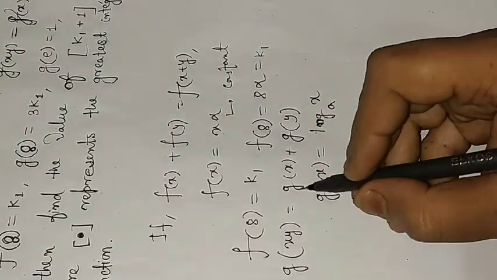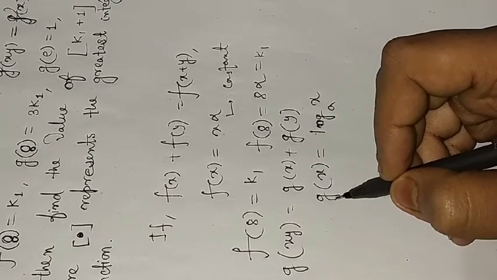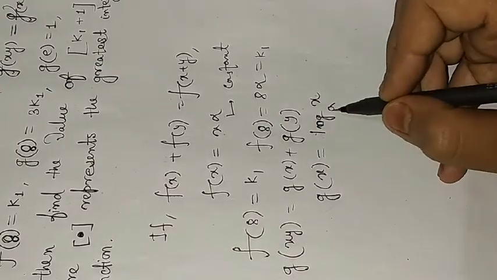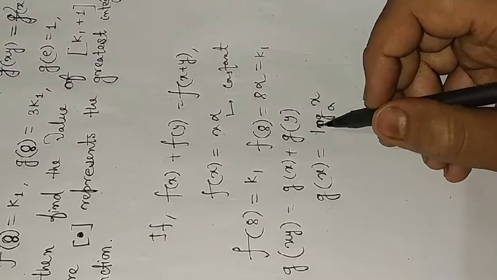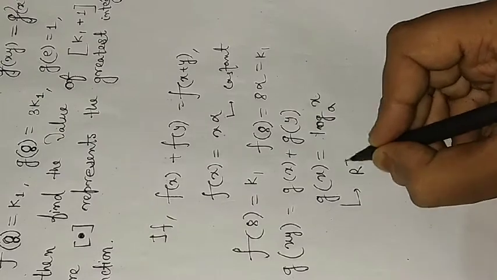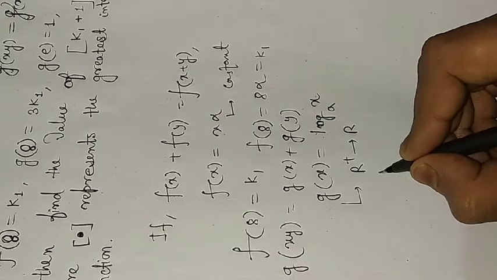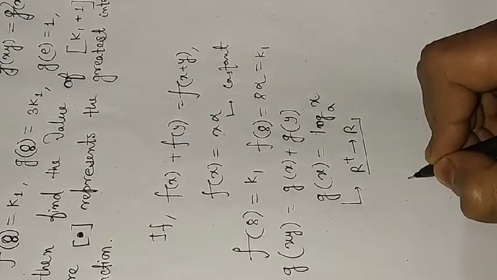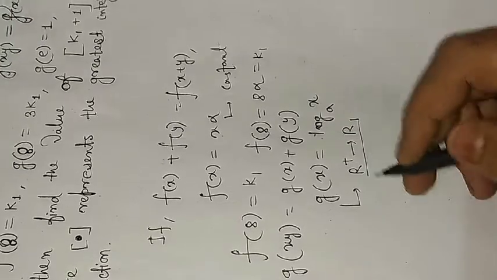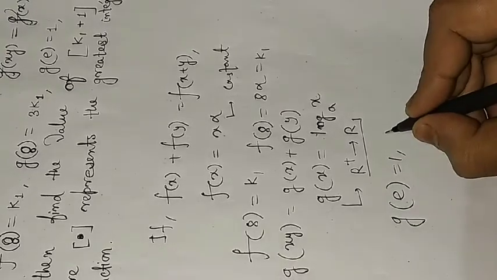It is given that g(xy) = g(x) + g(y). So by the properties of logarithm, we can say g(x) = log of x to the base a. Now from the question you can check that this function is defined from R+ to R, and the logarithm function is also defined for this. So we can assume that g(x) = log of x to the base a. Now it is given g(e) = 1.